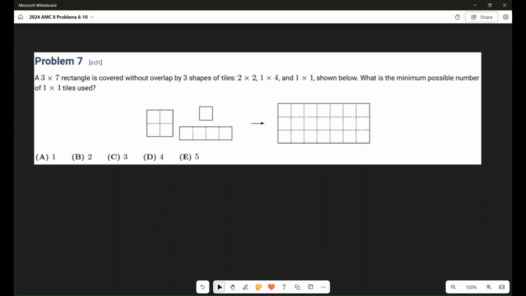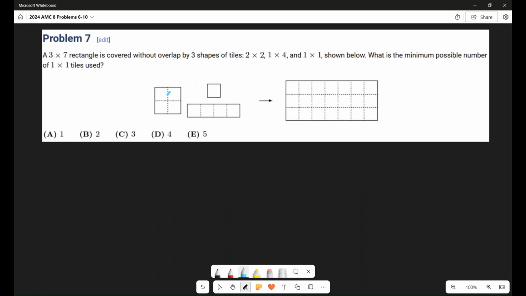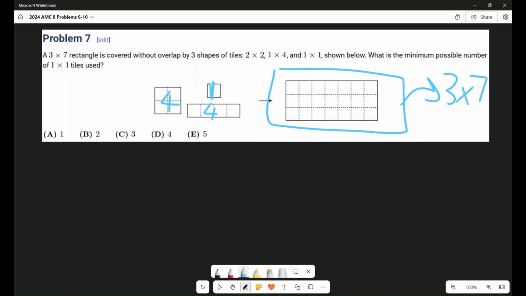So this is an optimization question, and when it involves rectangles, it's probably a good idea to start by finding the area of each tile. So let's just write those in. And the area of this rectangle, well, it's a 3x7 rectangle, so it has an area of 21. So we'll notice that these two tiles have the same area, which is 4.